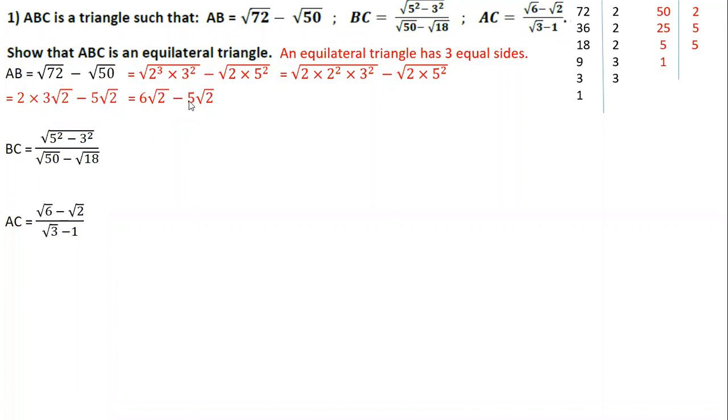Now we can subtract, Yasmina, because here we have radical 2 and here we have radical 2. So we can subtract the same radicands. What is 6 minus 5? 1 radical 2. Do we write 1 radical 2? No, just radical 2. Bravo. So AB now is equal to radical 2.